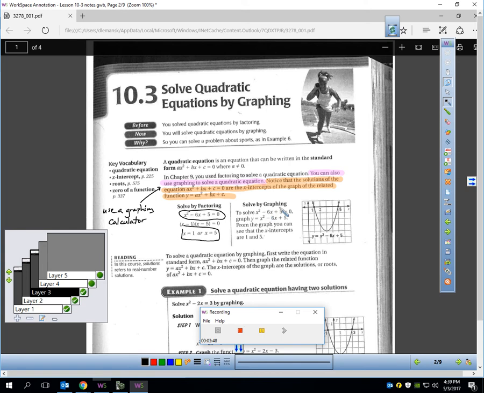So you might be thinking, wow, is that easy? All I've got to do is type it in my calculator and see where the graph crosses the x-axis? And yes, that's how easy it is. Okay?